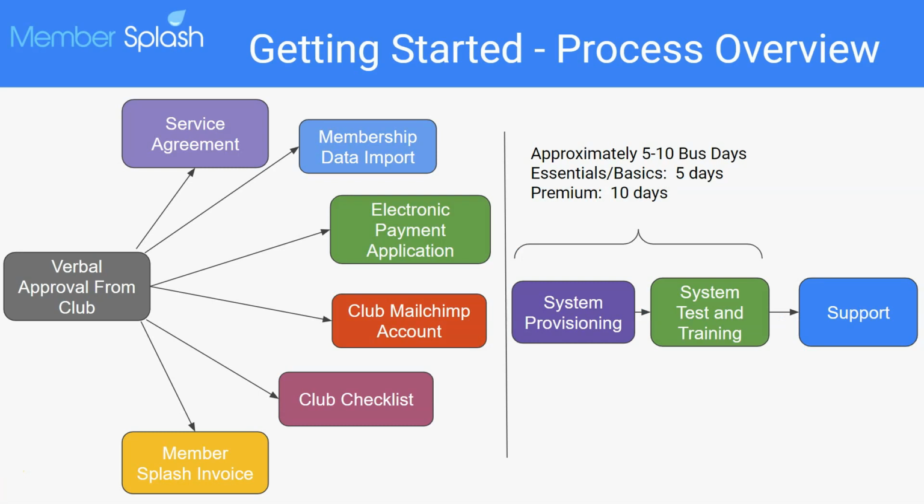From the MemberSplash sales perspective, we will immediately put together a service agreement for the appropriate level of service that you've chosen: basics, essentials, or premium. We'll provide you with information on how to format your data for import into the MemberSplash system. We'll put you in touch with Bank Card USA so that you can proceed to complete an electronic payment application so you'll be able to easily take credit and debit card payments online.